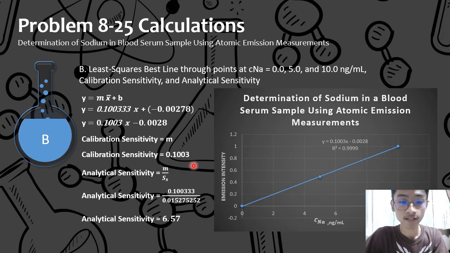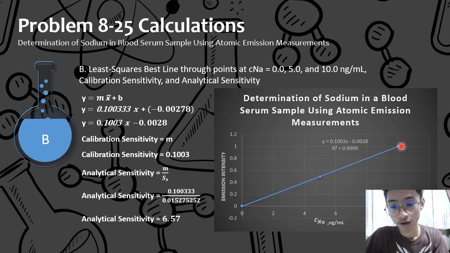The analytical sensitivity is equal to the slope over the standard deviation of the measurement. Our analytical sensitivity is equal to 6.57. So here's the graph of the second problem: the x values are the concentrations, and the y values are the mean of the emission intensities for each concentration.